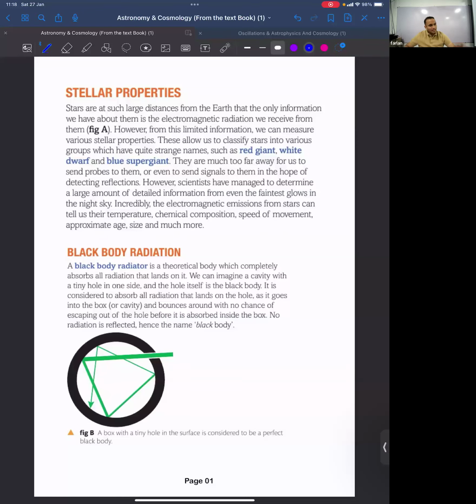Listen, guys. So what is a black body? That is something which absorbs all the light that is falling on it. So it doesn't reflect. If it doesn't reflect, you can't see it. If you are to see it, it has to reflect the light. Whatever is falling on it, it absorbs, means you can't see it, right?